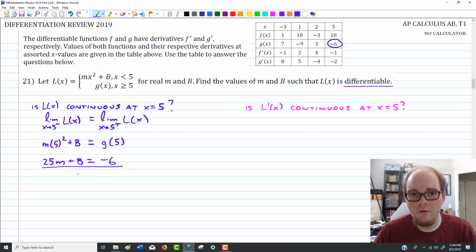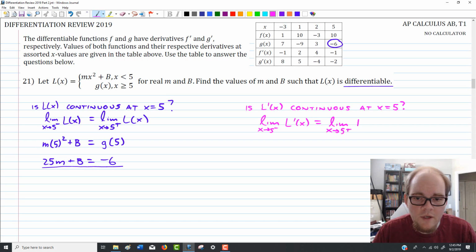We know that has to be true. In a sense, we were asking, is it true? In a sense, what we ended up with was a criteria. This is the criteria that must be met in order for L of x to be continuous at 5. On the next one, we'll do basically parallel work, but in this case, we're going to need to do the left-hand and right-hand limits of the derivative function L prime of x.